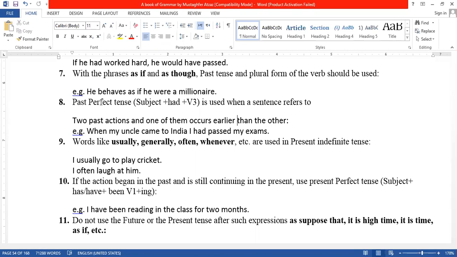This is a high frequency rule. It must be in your mind all the time. Okay, let me explain it. Look at this sentence: When my uncle came to India, I had passed my exam. Now you can see, the basic rule, everybody is understanding that in this sentence, both of the clauses should be in past tense. That is the pre-qualification. That is being fulfilled here.